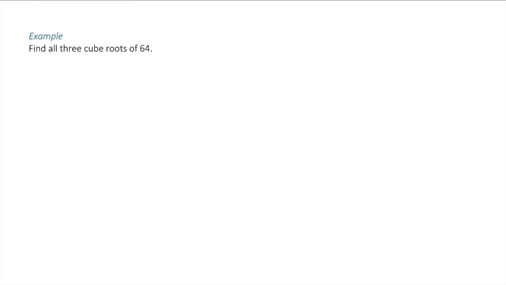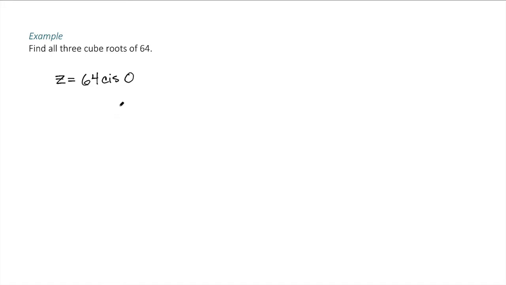Find all three cube roots of 64. So our complex number here, z, is 64, and I'm going to write this as 64 cis of 0, because the angle for 64, this real number, of course, is 0.